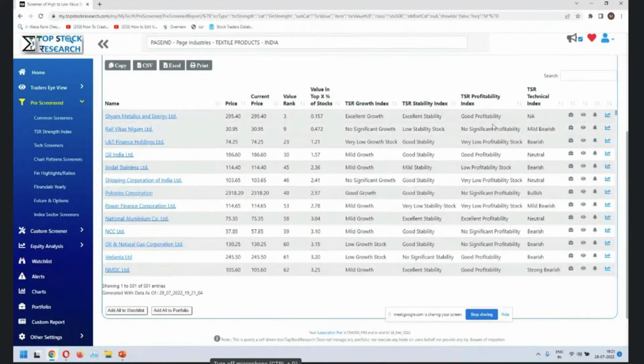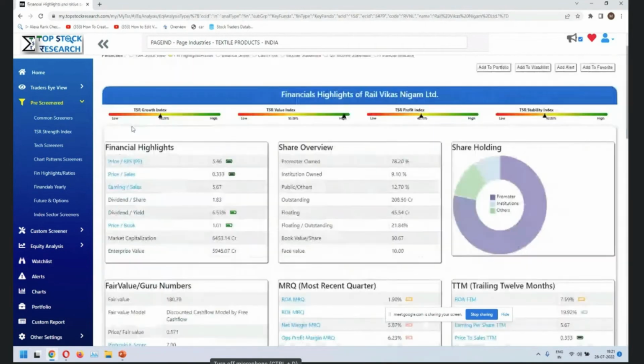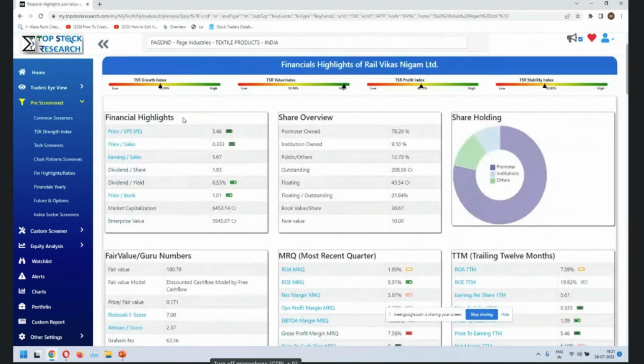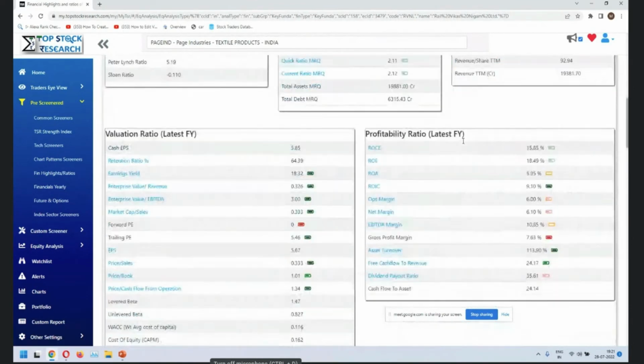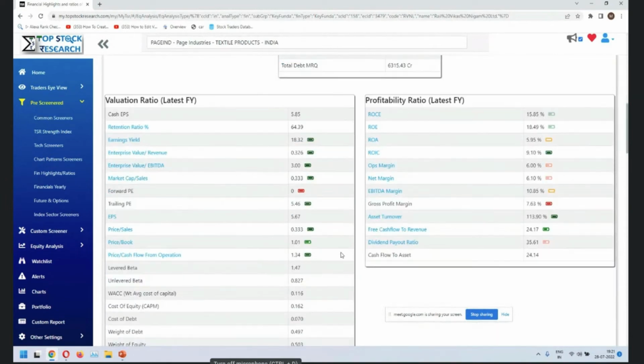Not a very common thing to note. Rail Vikas Nigam again, from growth it looks very good, but from stability and profitability it does not look very good, right? And also it's mild bearish. So when you go into individual stocks, you'll find more information about it, see where it is. So in terms of value, it is good value, but in other aspects, it's not so good, right? Why it is good at value is that some of the valuation metrics look green over here, right? So that's why it is becoming more of a value stock.